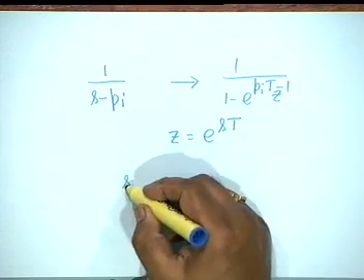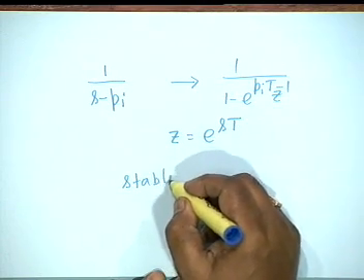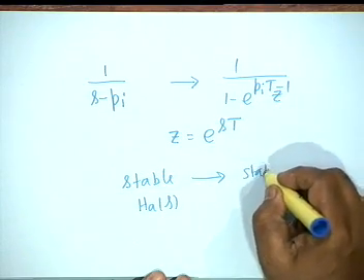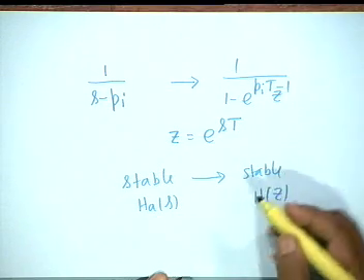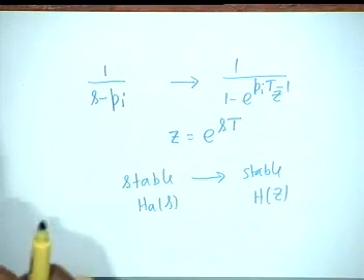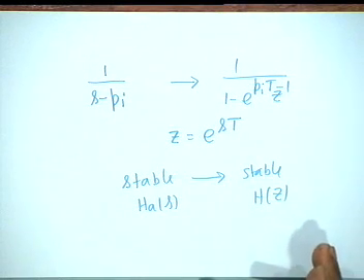In other words, if in the S plane we get a stable filter, a stable HA of S leads to a stable H of Z, because the left half of the S plane maps onto the inside of the unit circle, the j omega axis maps onto the unit circle, and the right half of the S plane goes to outside the unit circle. So, it is a stable transformation. In other words, H of Z should be an approximation to the desired digital filter.